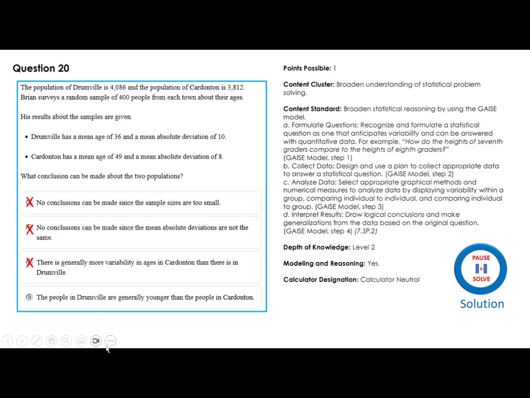We're left with only this answer. The people in Drumville are generally younger than the people in Cardonton. Yeah, they're generally younger.